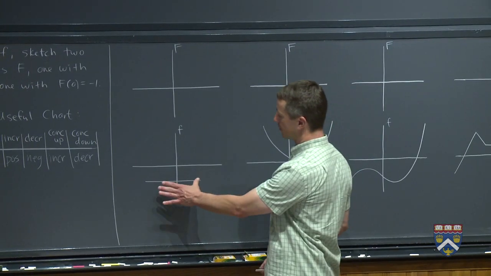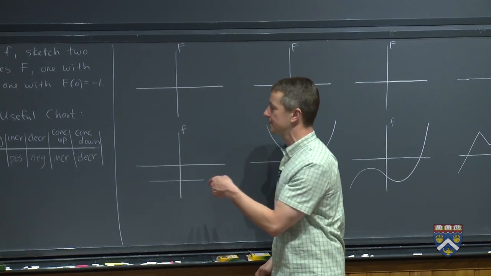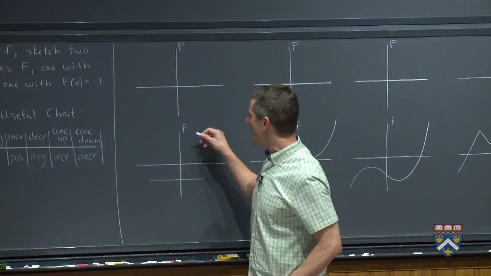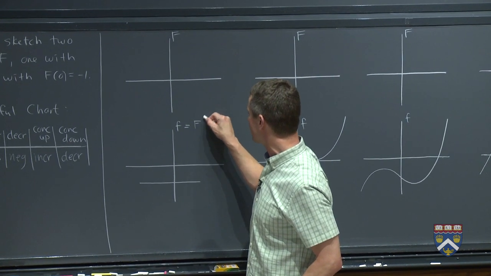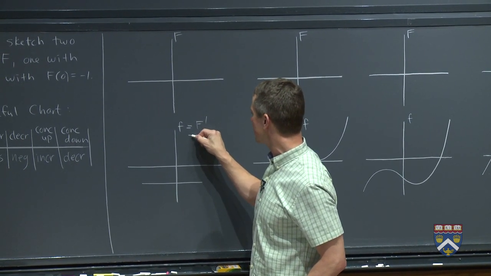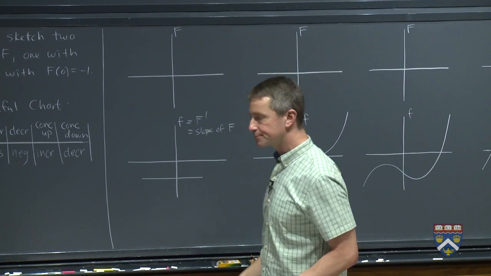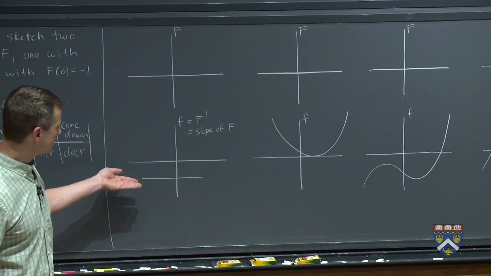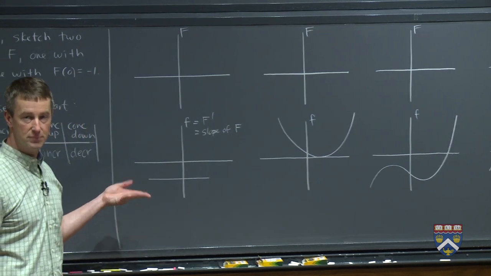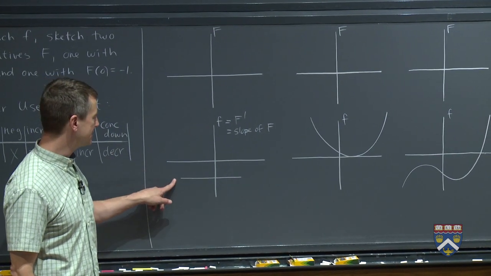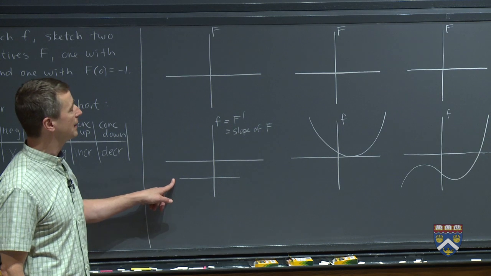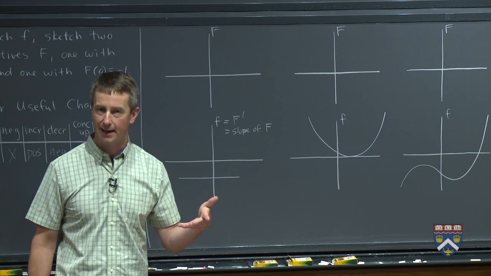So let's start with this pretty simple one. This is supposed to be a horizontal line. Remember, this little f is the same as capital F prime. That is to say, it is equal to the slope of capital F. So what do we know here? We know the slope of capital F is negative, and slope doesn't change. So maybe this is sitting down here at negative 2. That says the slope of capital F is always negative 2.